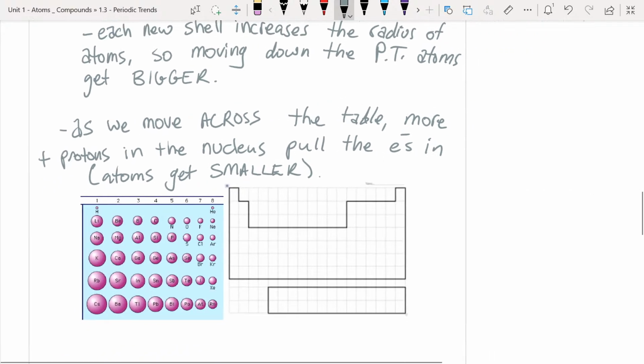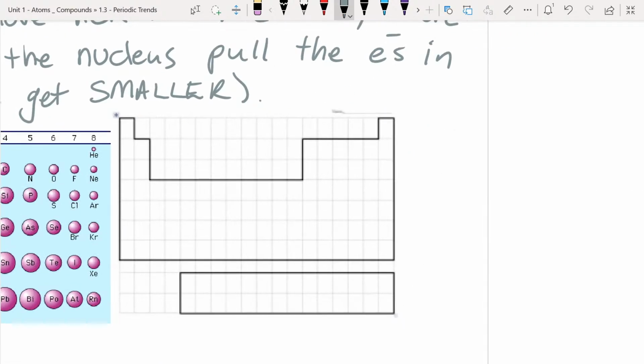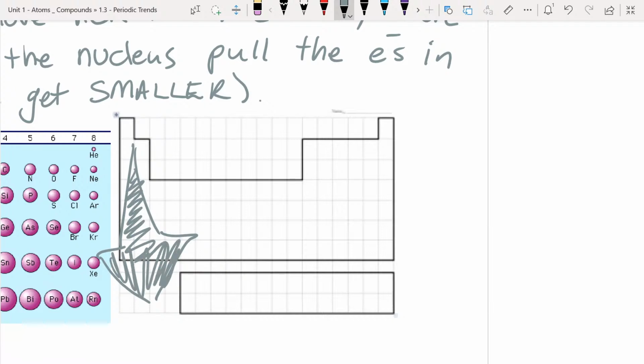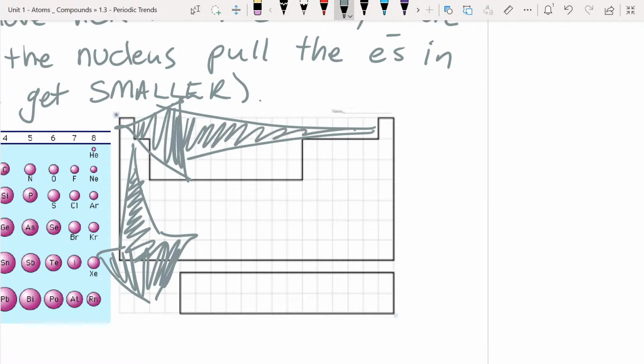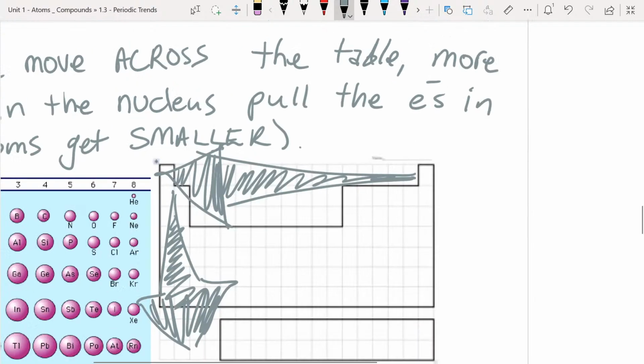Cool. And I usually draw this. I usually show that as we go down the periodic table, they get bigger. And as we go across the periodic table, actually, we'll just go this way. They're bigger on this side. Does that make sense? I'm going to come back to this, so don't stress.